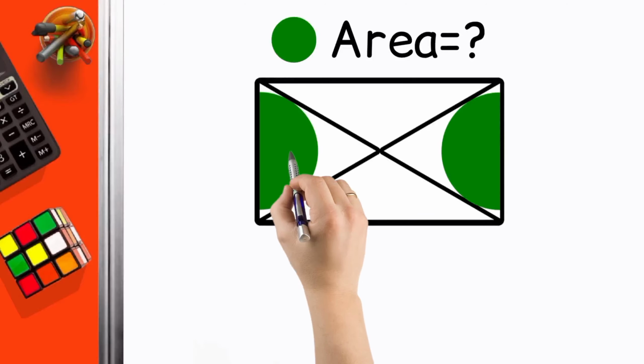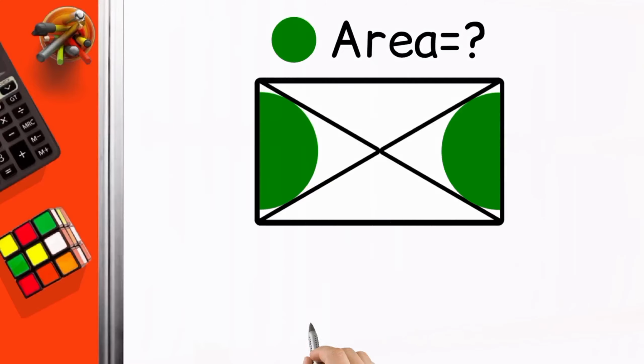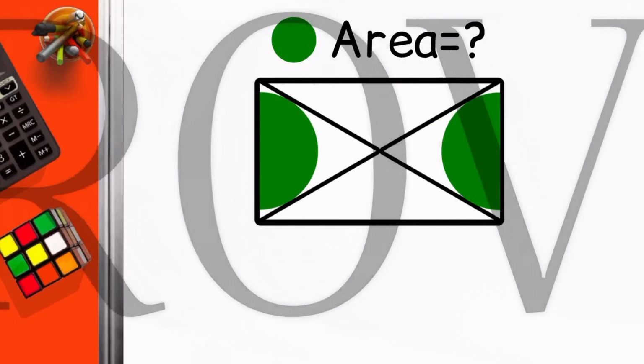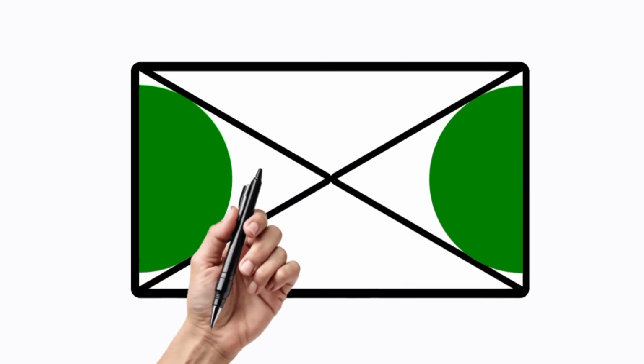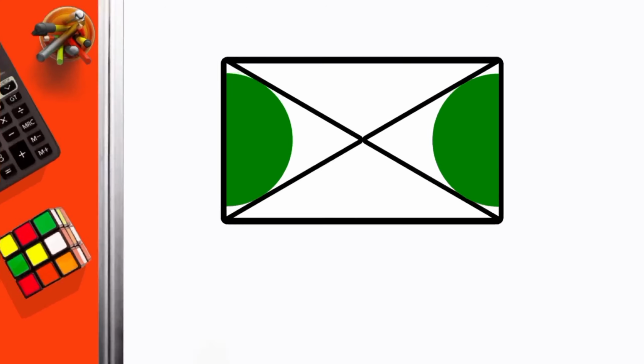Have you ever looked at a geometry problem and thought, there's no way I can find that shaded area? Well, let's prove that's not true. Today's challenge is simple. Find the total area of the two green semicircles. Pause the video if you'd like to solve it first.